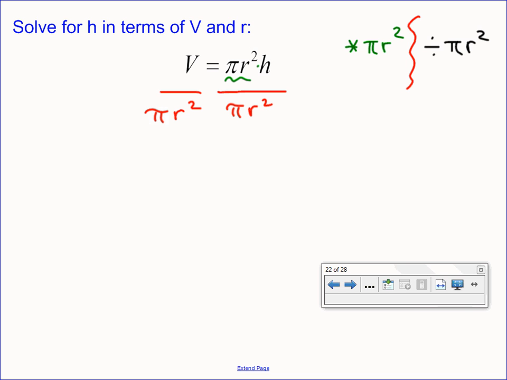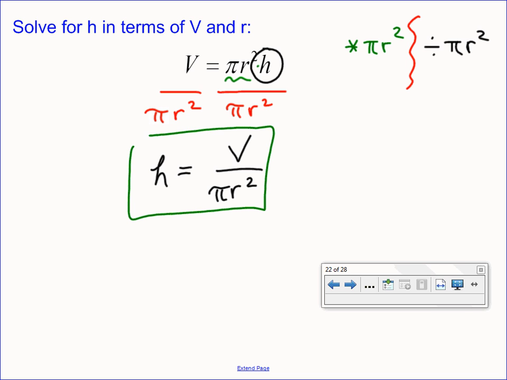In this way, I get rid of the pi, I get rid of the r squared, and I have h, the variable that I wanted alone by itself. H would be in terms of b and r. What does that mean? It means that it's set equal to an expression that has b's and r's in it. What would h equal? That equals b over pi r squared. It sounds like alphabet soup, but we have successfully solved for h in terms of b and r. So that's a good way to do one step. We just have to undo that multiplication.